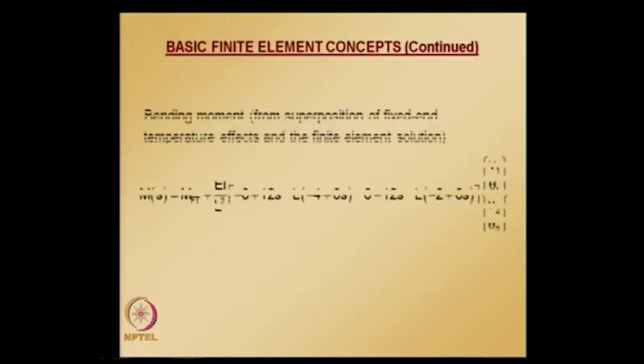So, bending moment. Here we need to apply the fixed end solution correction, so that is what is done. The bending moment is obtained from superposition of fixed end temperature effects and the finite element solution. The first part is the correction term and the second part is the finite element interpolation using the second derivative of the shape functions. Now we know the V1, theta 1, V2, theta 2 values: V1 and theta 1 are 0 by virtue of the boundary condition, and V2 and theta 2 we just calculated.